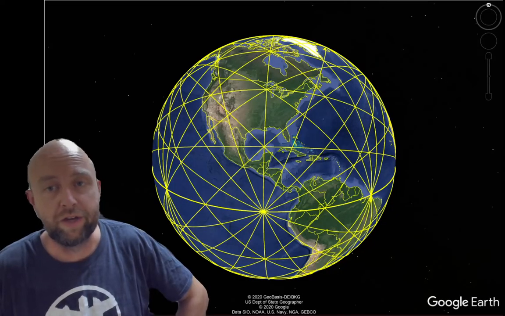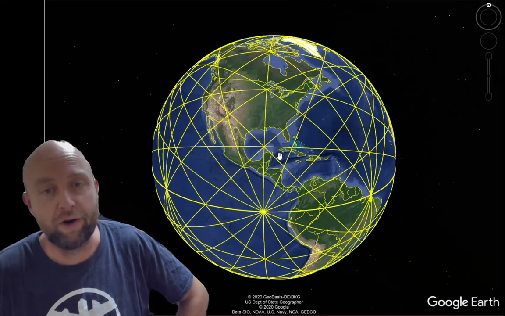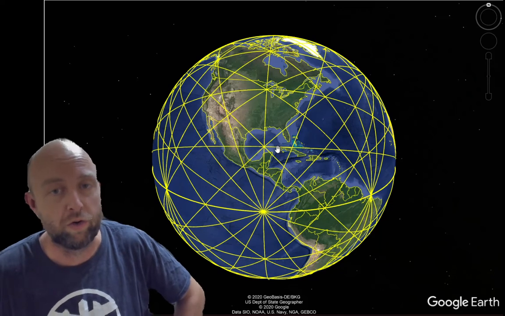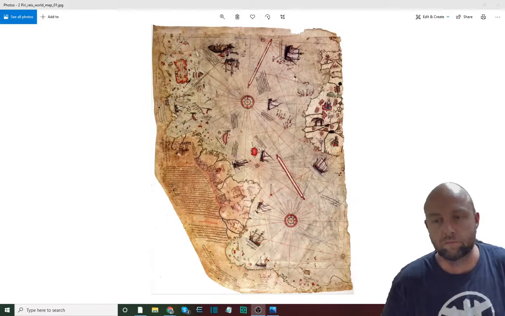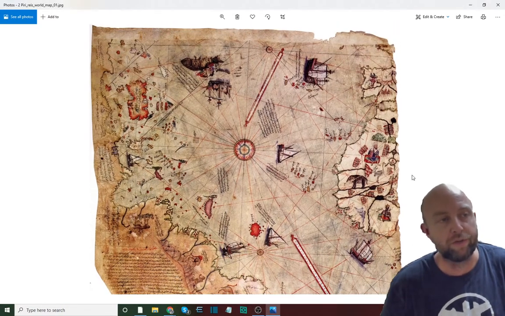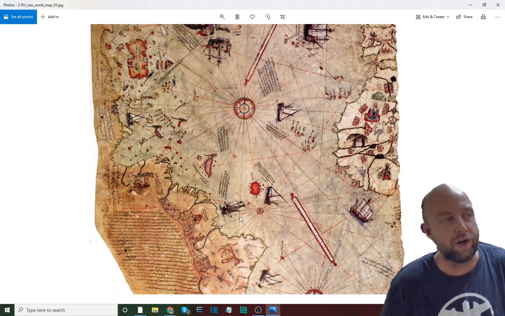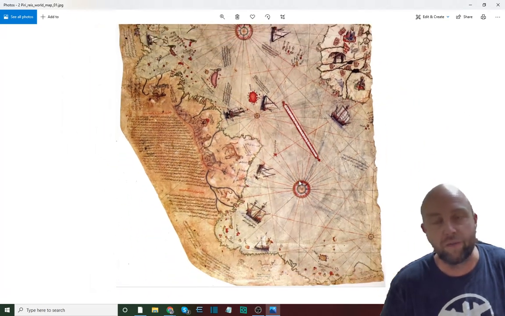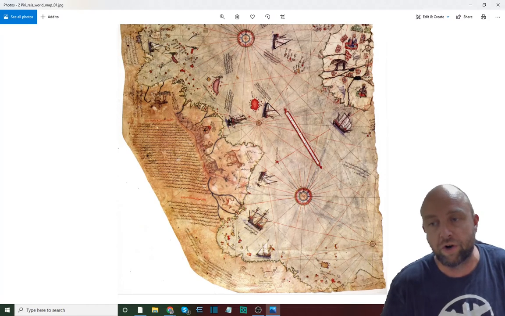So what we have here is an example of one of Piri Reis's great circle, or portolan chart, maps put onto Google Earth. And here we have an example of his Piri Reis map, and you can see that it shows Africa and it also shows South America. And that was very rare for maps in his age, almost unheard of.